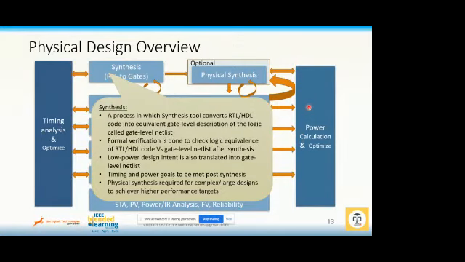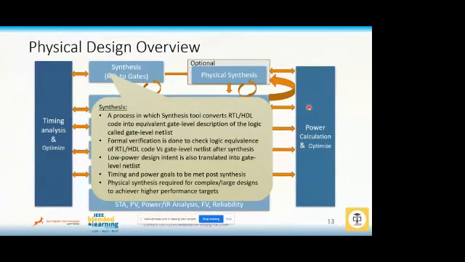And then if you have some low power design intent, that is also translated into the gate level netlist. And after you have synthesized RTL into a gate level netlist, the timing and power goals are met after synthesis. And then you also do physical synthesis. Nowadays, the complexity of physical design has become so much that at the synthesis stage itself, you give floor plan information to make sure you get a physical synthesis, so that you are finally able to achieve all the parameters that we have defined for physical design.